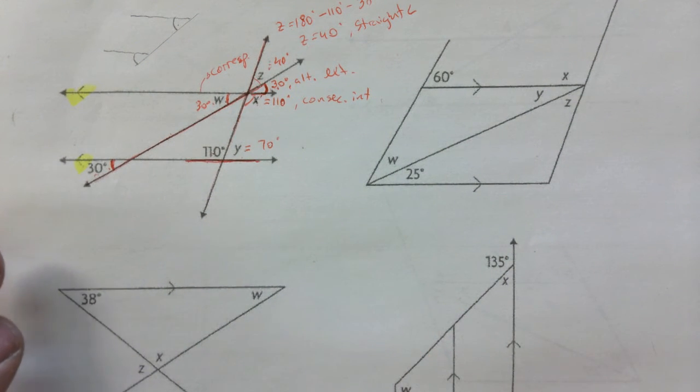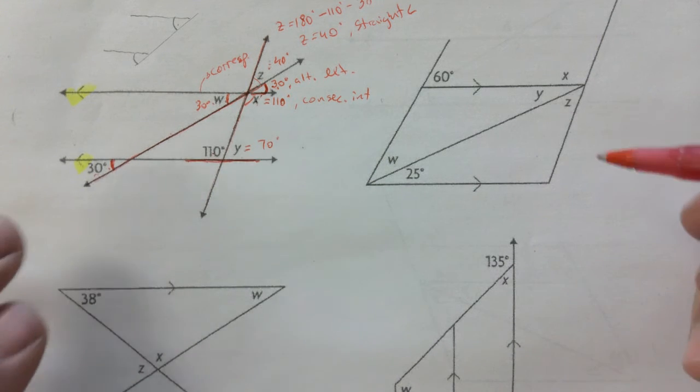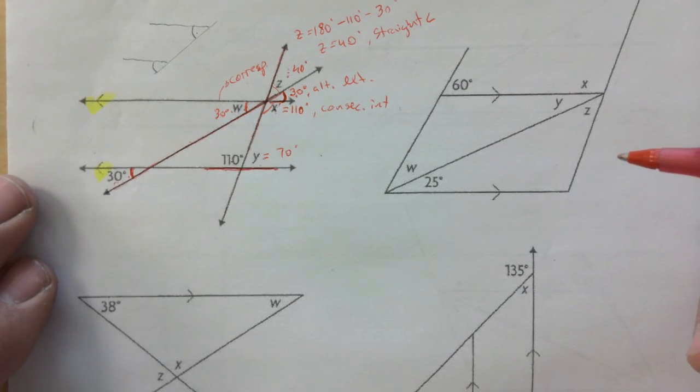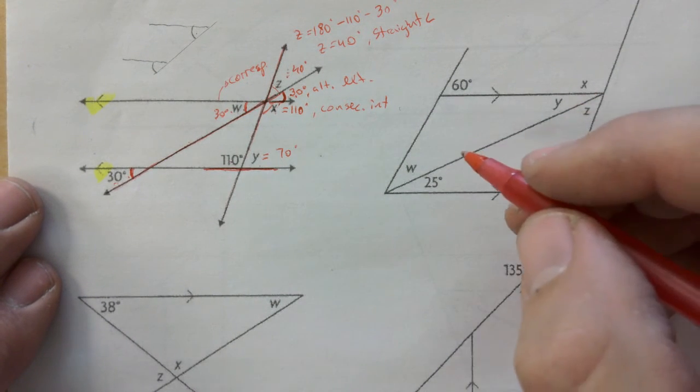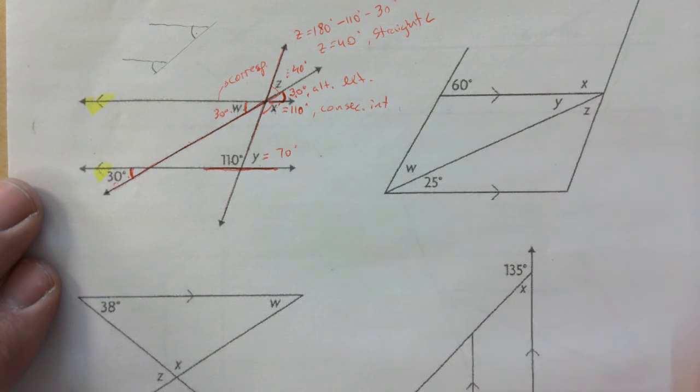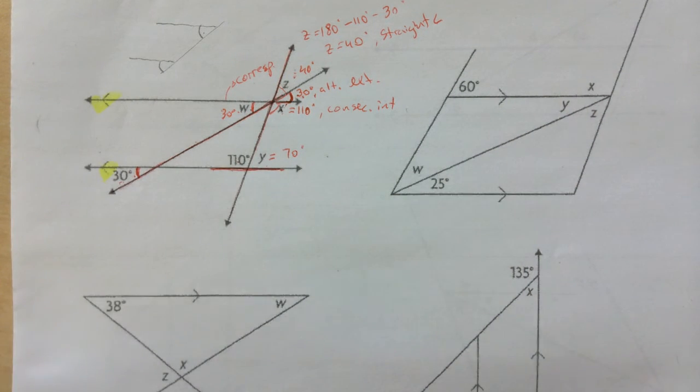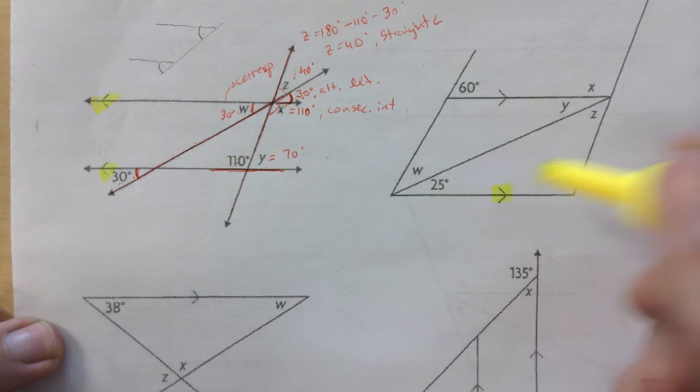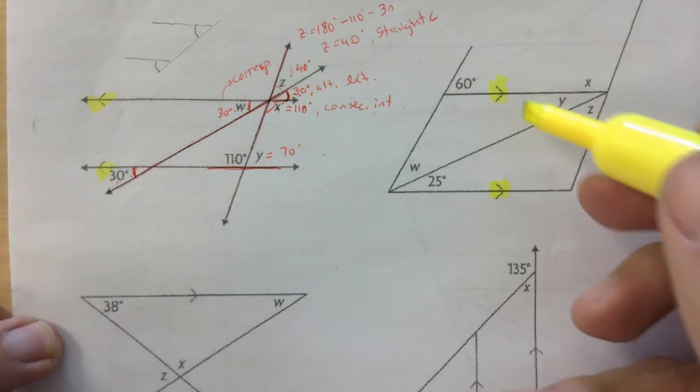I'll do one more and then I'll let you go do your homework. Okay. So here we have parallel lines again. Very important. So I can jump this way.